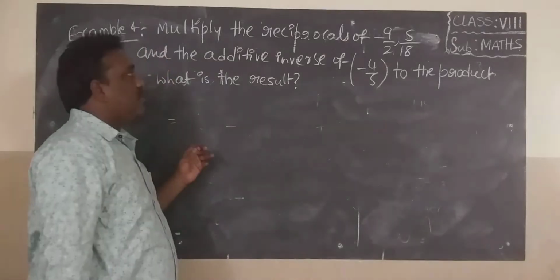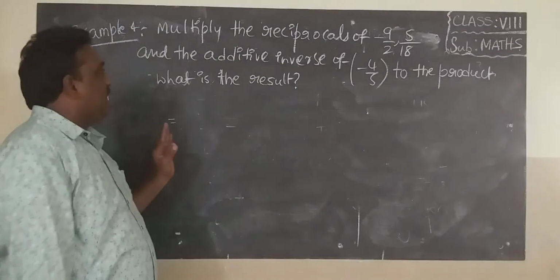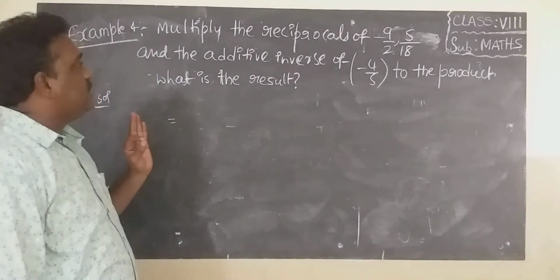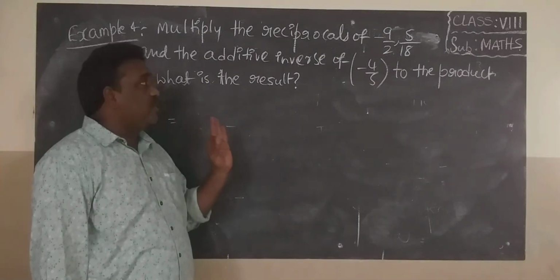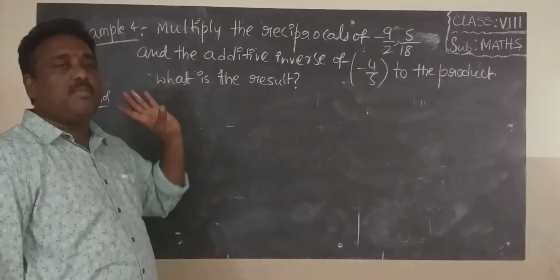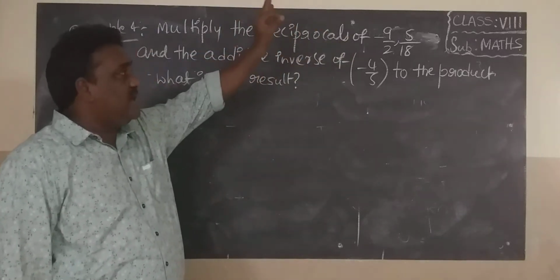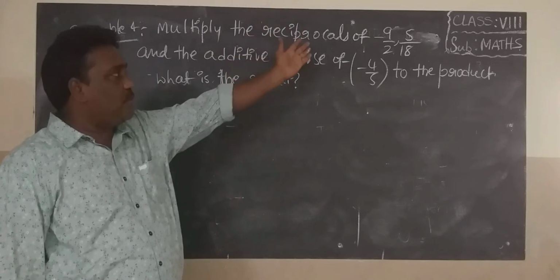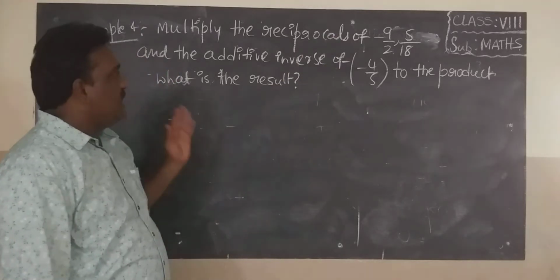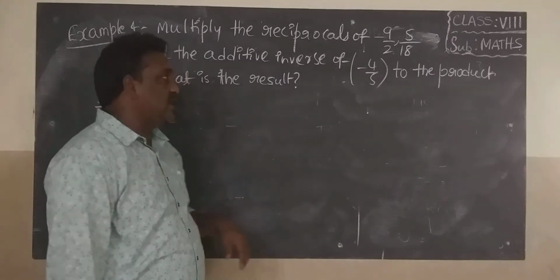What is example 4? Multiply the reciprocals of minus 9 by 2, 5 by 18, then add the additive inverse of minus 4 by 5 to the product. What is the result? So totally how many fractions are there? Totally 3 fractions are there. Number 1, minus 9 by 2, take the reciprocal, then 5 by 18, take the reciprocal, then minus 4 by 5, write the additive inverse. So that is the problem.